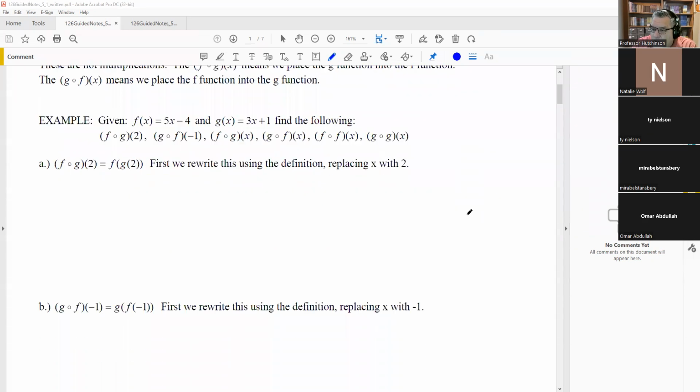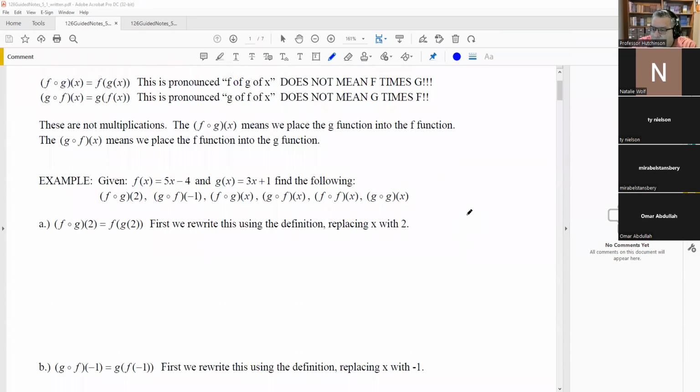Now that we have these definitions, let's do the first example. I'll leave the definitions up here so we can refer back to them. We have our two functions, f of x and g of x, which they have to give you. First we want to find f of g of 2. We're first rewriting it with the definition, replacing the x with g of 2.